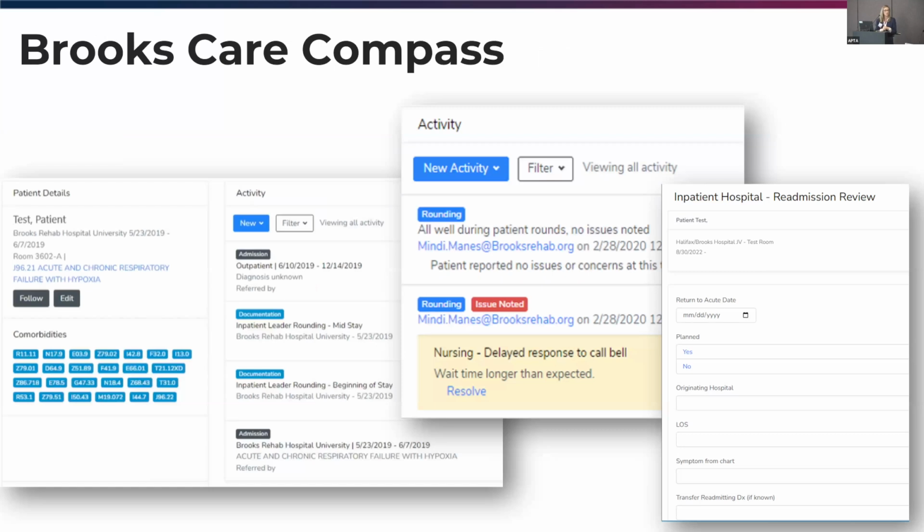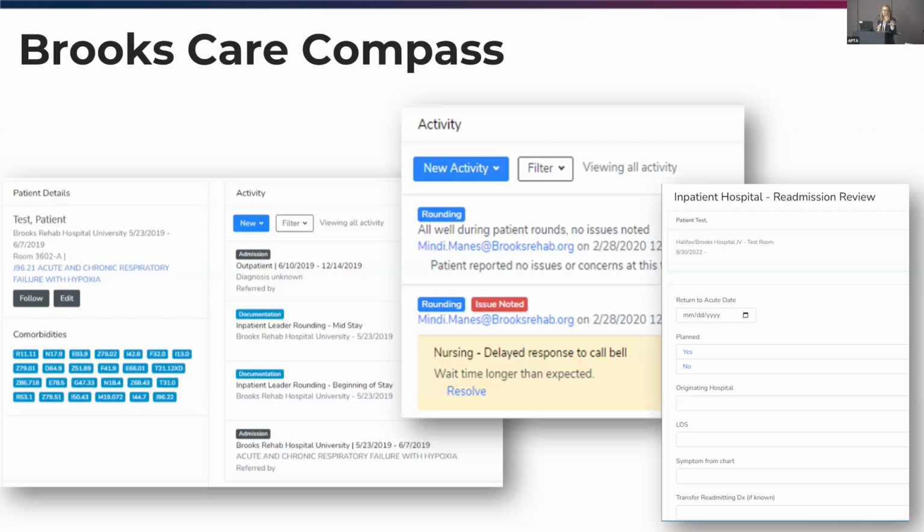I mentioned our Brooks Care Compass. This is a .NET application that we built in-house, and we have a dedicated developer for this system. What this system does is it takes all of our integrated data into one centralized application, so our clinical staff can actually see where our patients have gone in our system and what services they have received. We also use this sort of like REDCap in a way, where we can build assessments within our own system, and so then we can collect information on our patients as well.